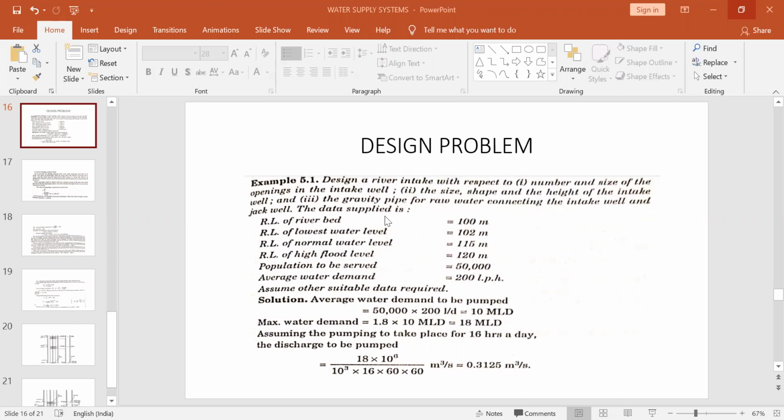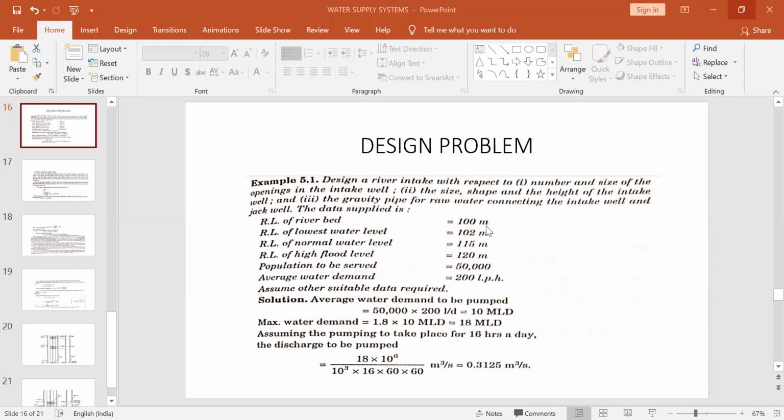Now this is the data that has been supplied to you. You know that intake wells or intake towers will always be in a source like a river or pond. So it is installed in a river bed. So RL of river bed is 100 meter.